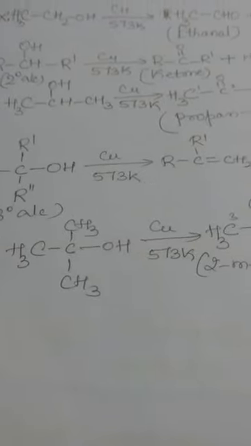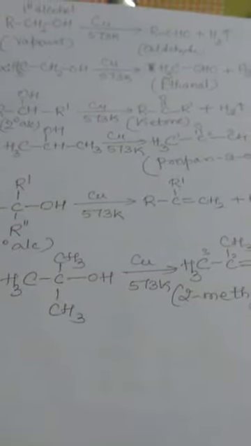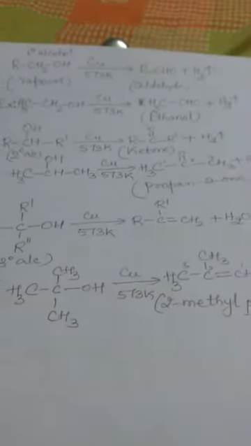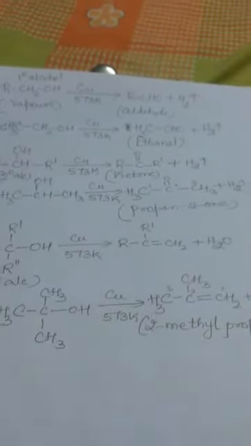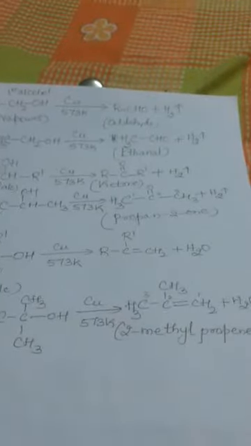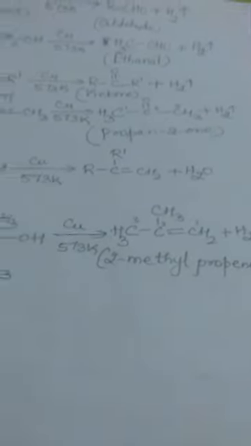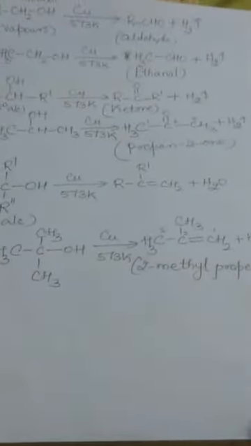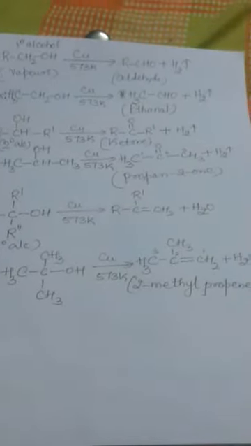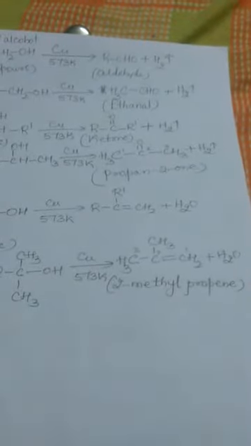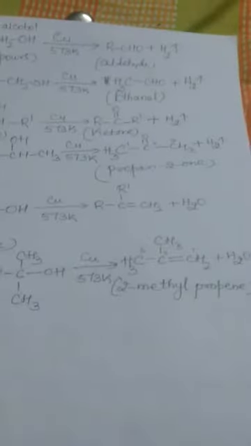So vapors passed through copper catalyst at 573 Kelvin, H and OH, H from an adjacent methyl group is eliminated so that it forms a methylene group, CH2 group, and you will get the product as 2-methyl propene with the elimination of a water molecule. H2O is eliminated. So this is with the tertiary butyl alcohol or 2-methyl propan-2-ol forming 2-methyl propene. So these are the chemical properties of alcohols.